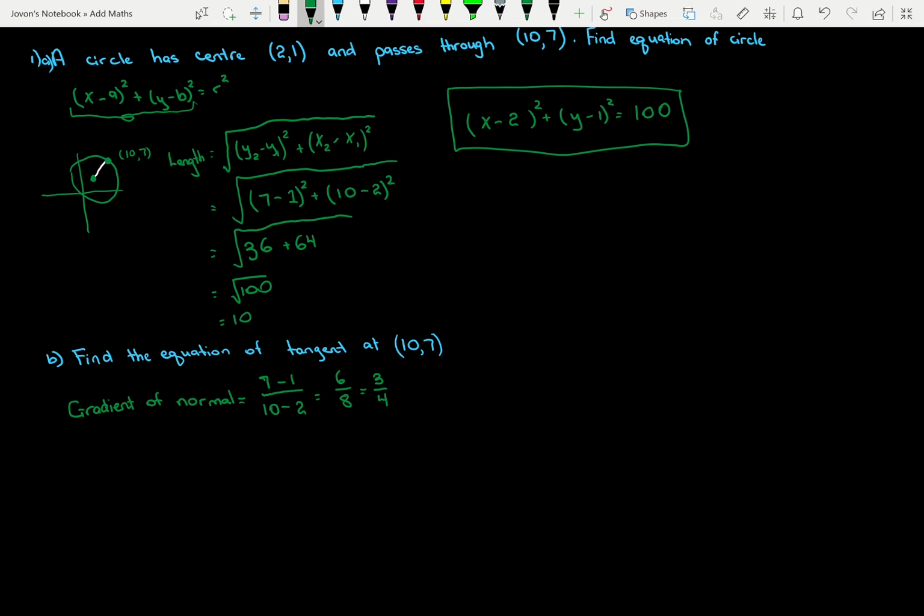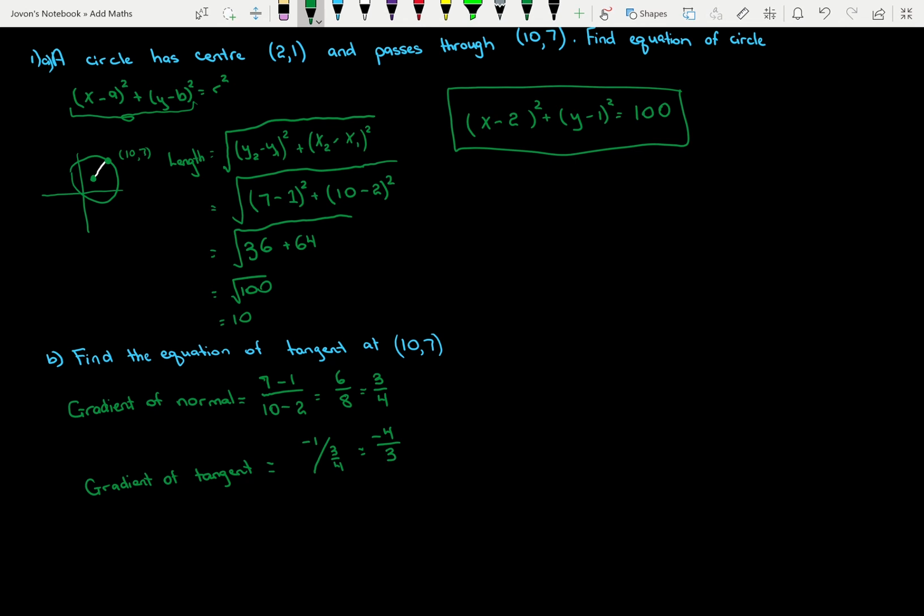Okay, but what we want is the gradient of the tangent. Remember the property between the normal and the tangent is that they are perpendicular. So if they are perpendicular, if we multiply the gradient of the tangent and the gradient of the normal, we're supposed to get minus 1. Therefore, if we rearrange that equation, the gradient of the tangent will be minus 1 over the gradient of the normal, which is 3/4, and minus 1 over 3/4 is minus 4 over 3. So we have the gradient of the tangent.